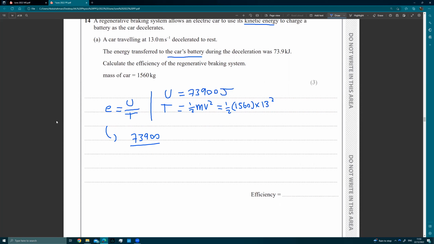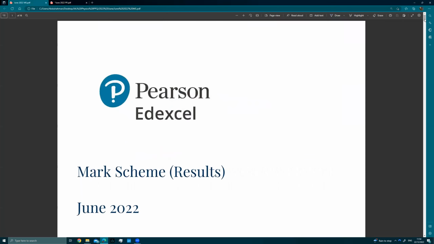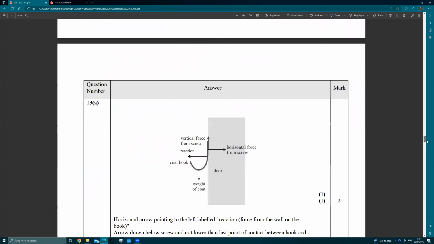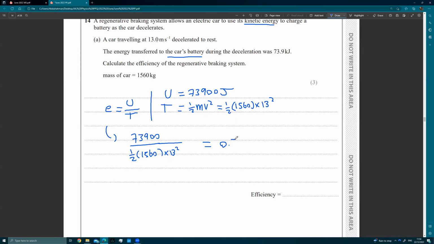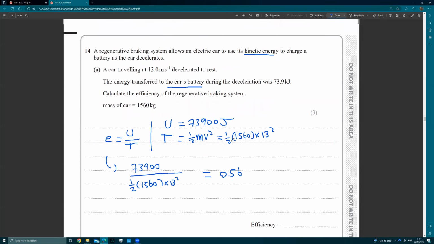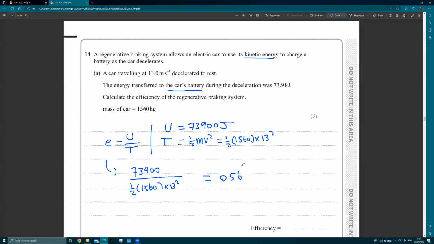73,900 over a half times 1560 times 13 squared. I don't have a calculator, so I'm just going to rely on the mark scheme. Sorry about that. That would give you apparently around 56% or 0.56. I would personally put my answer to three significant figures. So let's say you had 0.562, then write 0.562, just because it's given all the values to three significant figures or more. So you want your answer to be to a minimum of three significant figures.